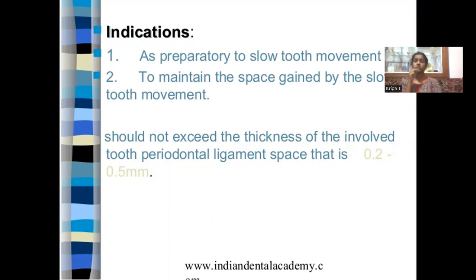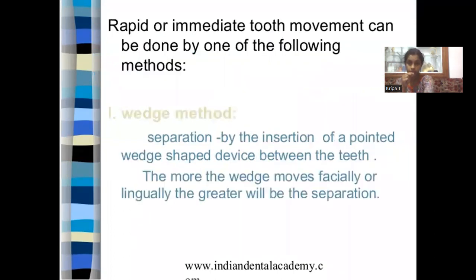What we have to keep in mind is that when you create a tooth separation, it should not exceed the thickness of the involved PDL space, that is 0.2 to 0.5 mm. If it is exceeded, it will adversely affect the tooth stability.